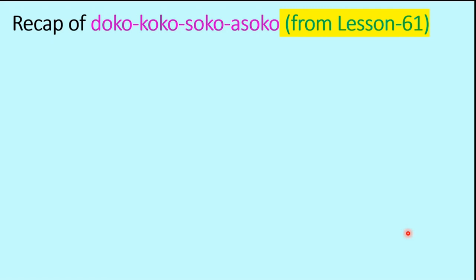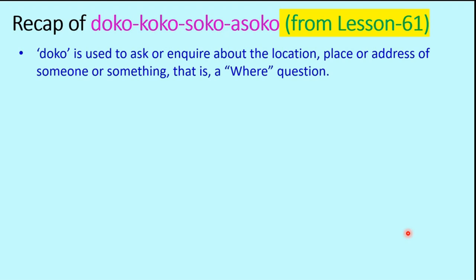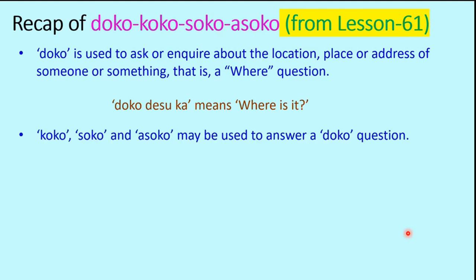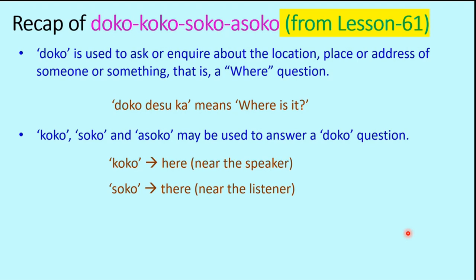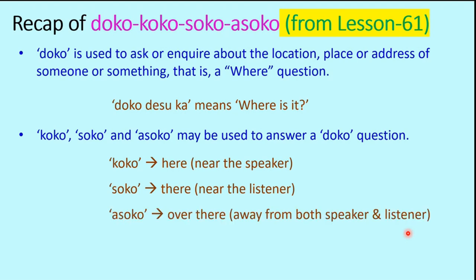Let's begin with the recap of the last lesson, lesson 61, in which we learned about doko, koko, soko, and asoko. Doko is used to ask or inquire about the location, place, or address of someone or something. That is, it's a where question. Doko desu ka means where is it? Koko, soko, and asoko may be used to answer a doko question, where koko means here, that is near the speaker, soko means there, near the listener, and asoko means over there, at a larger distance, away from both the speaker and the listener.